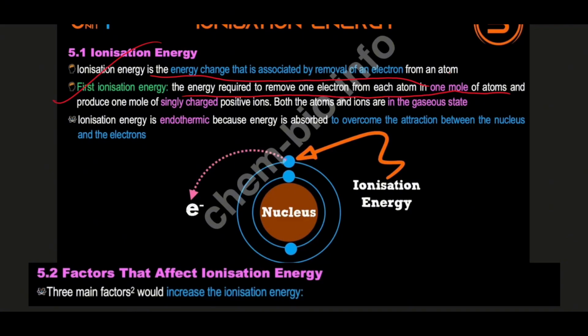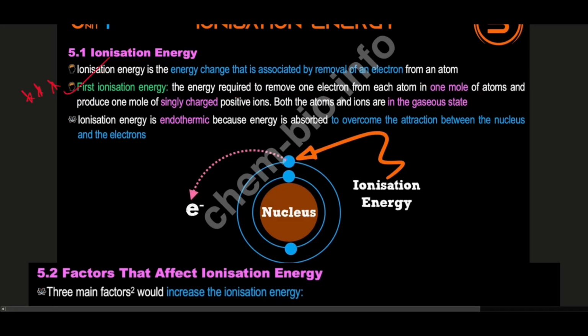And what is first ionization energy? The energy required to remove one electron from each atom. Please remember this definition. 3 star. They provide you: define first ionization energy. Remember this. What they're trying to say is that the energy required to remove the first electron from the outer shell of an atom is the first ionization energy. If the electron is removed, we all know positive ions are produced. Singly charged positive ions will be produced.